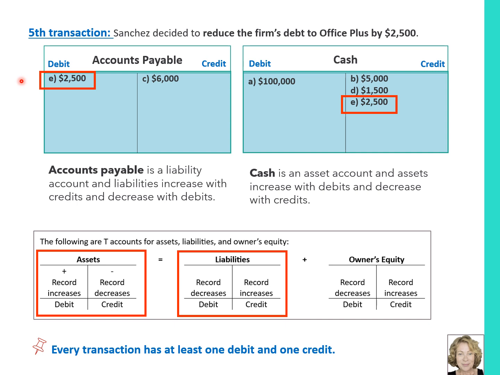Every accounting transaction must have at least one debit and one credit entry. We've already figured out the debit side of our entry. Now let's figure out the credit. We decreased our cash account, and cash is an asset account and decreases with credits. Therefore, we're going to credit cash by $2,500.